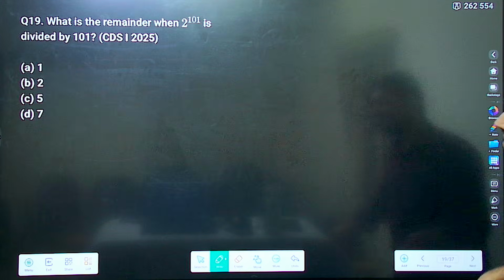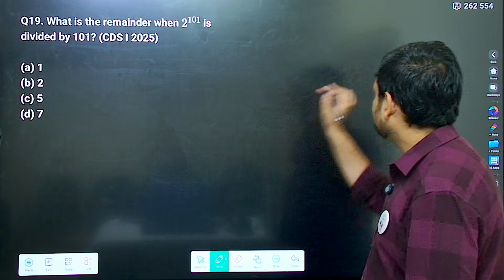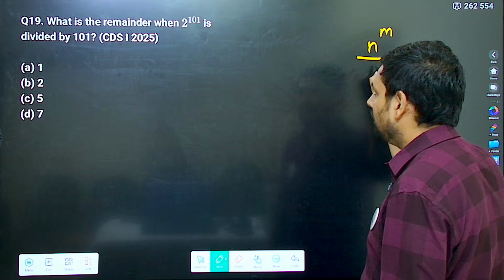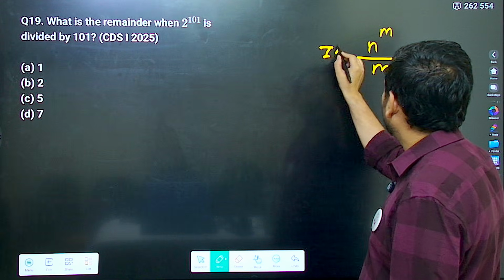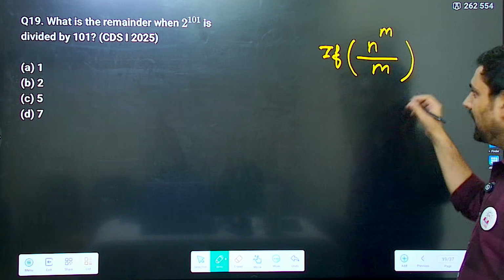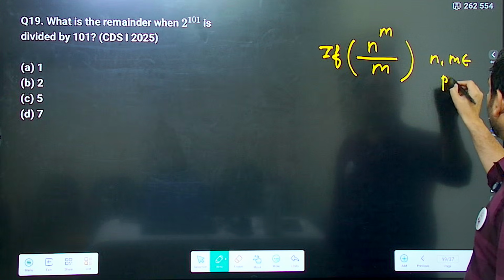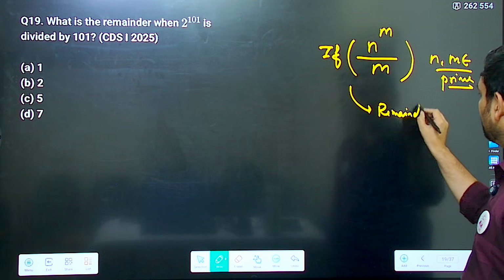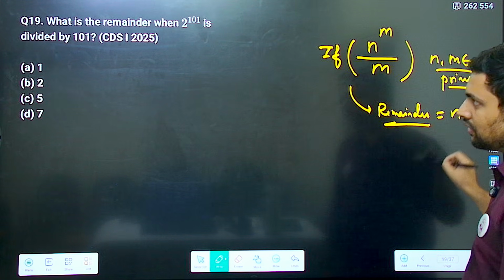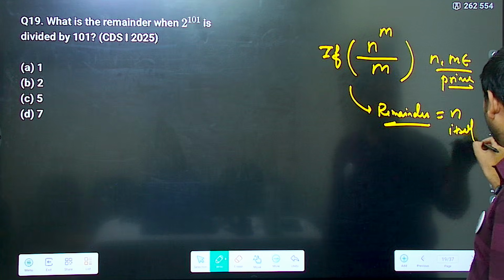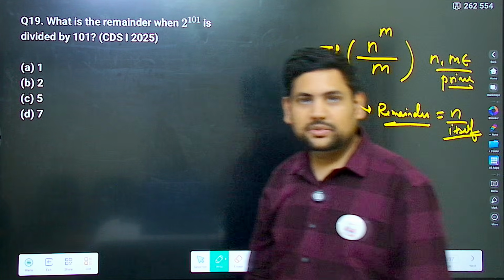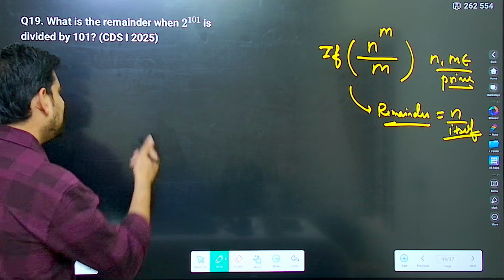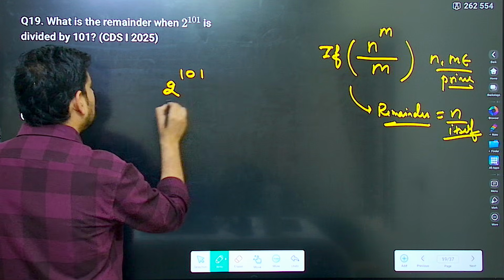Okay, then see this. Basically, this also you can remember. If n power m is divided by m, where n and m both are prime, then in this case the remainder is equal to n itself. N itself becomes the remainder. Correct? This is the way to do this. Otherwise, there are other ways also using negative remainder and all that, but not needed.